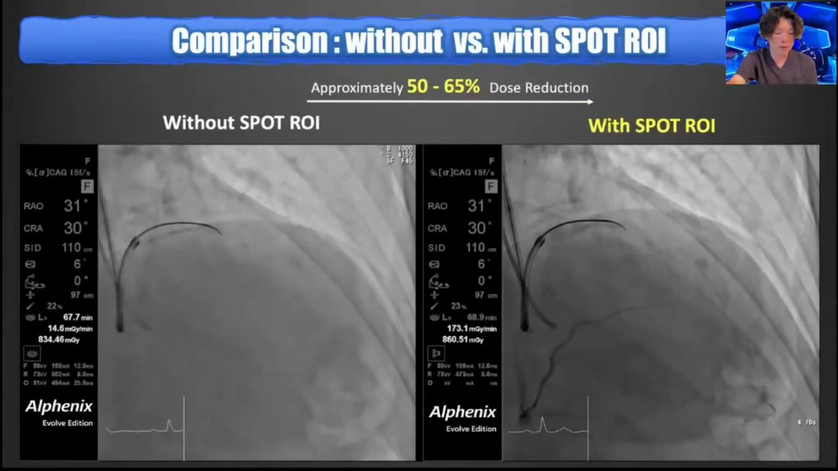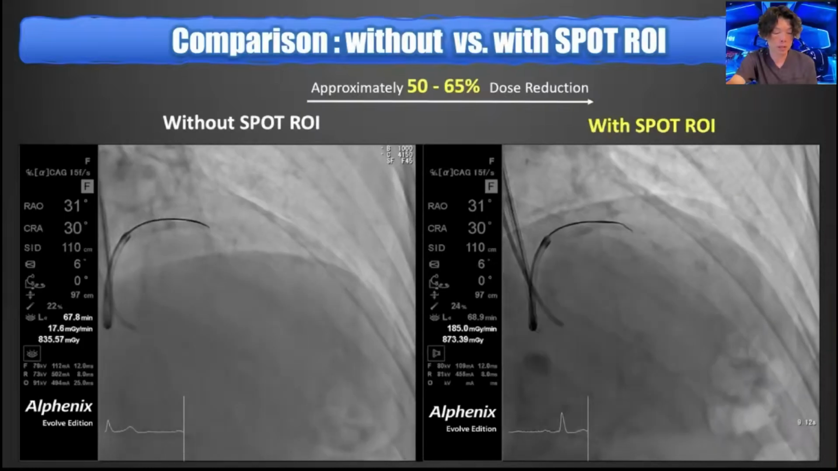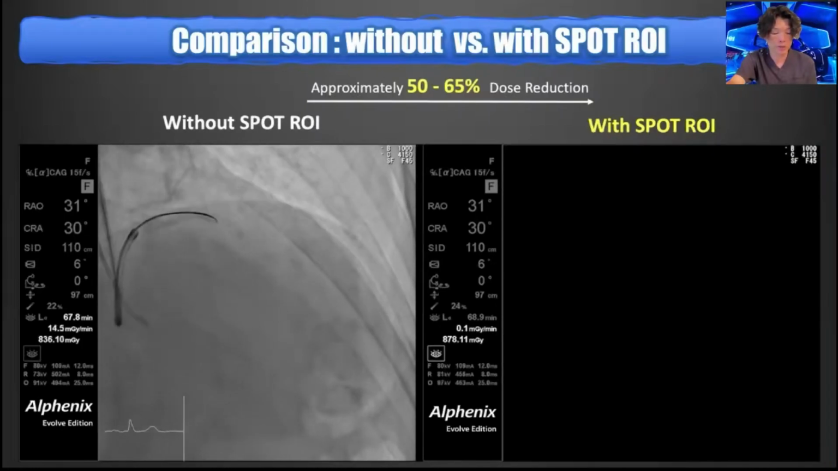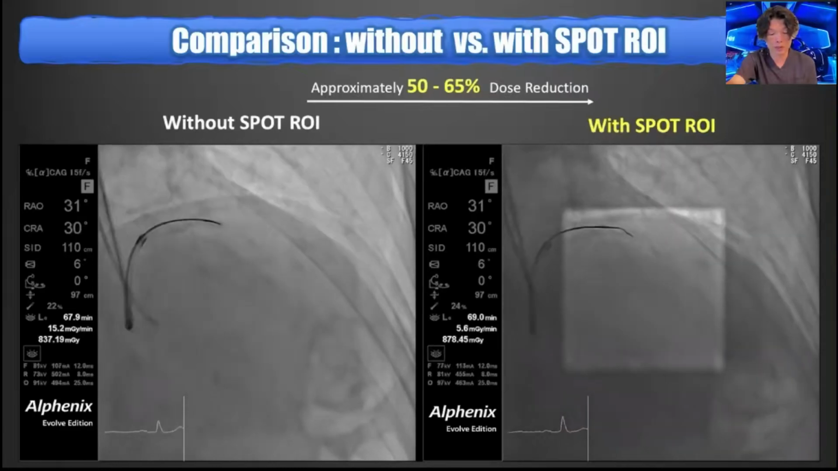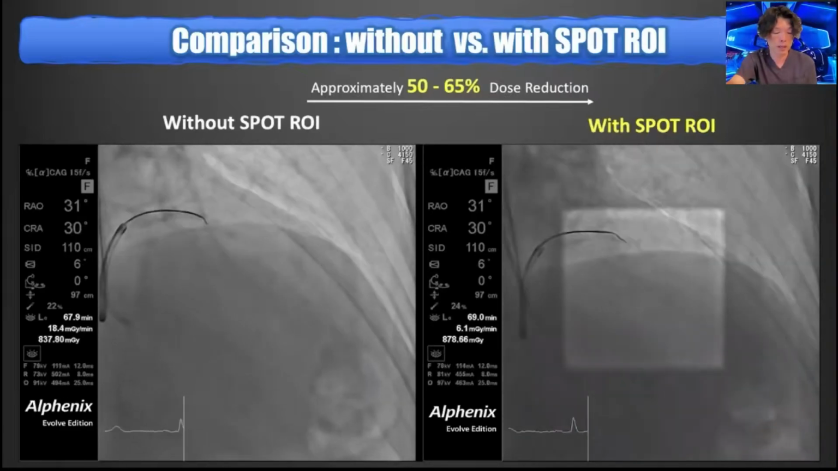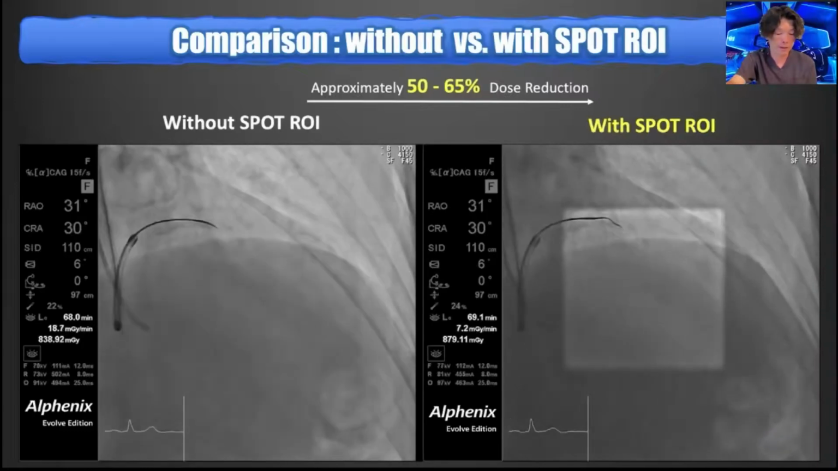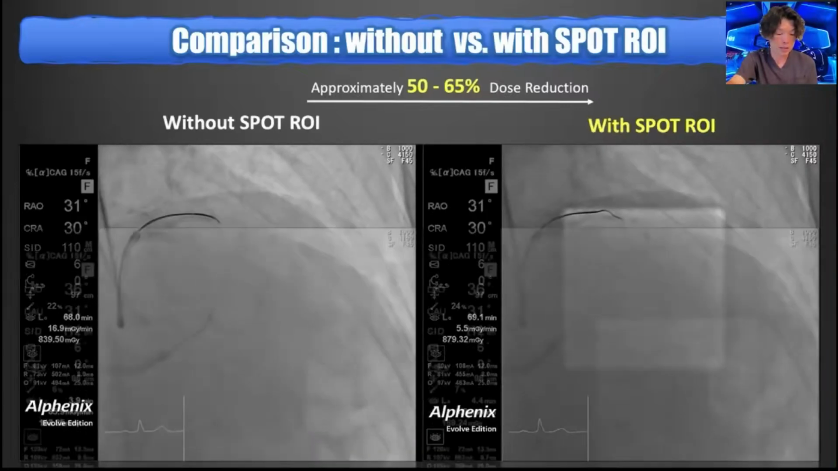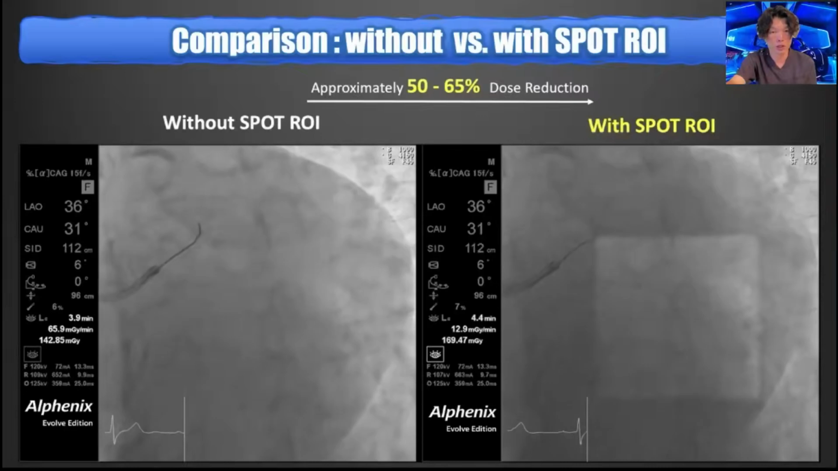According to data provided by Canon Medical Systems, using spot ROI can achieve an experimental radiation dose reduction of 50 to 65% in the filter attenuated area compared to conventional exposure. This substantial reduction highlights the value of spot ROI in minimizing radiation exposure during complex procedures.